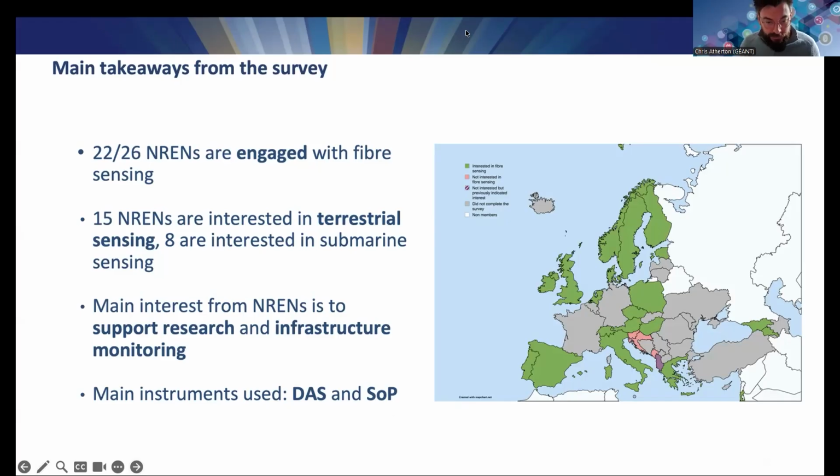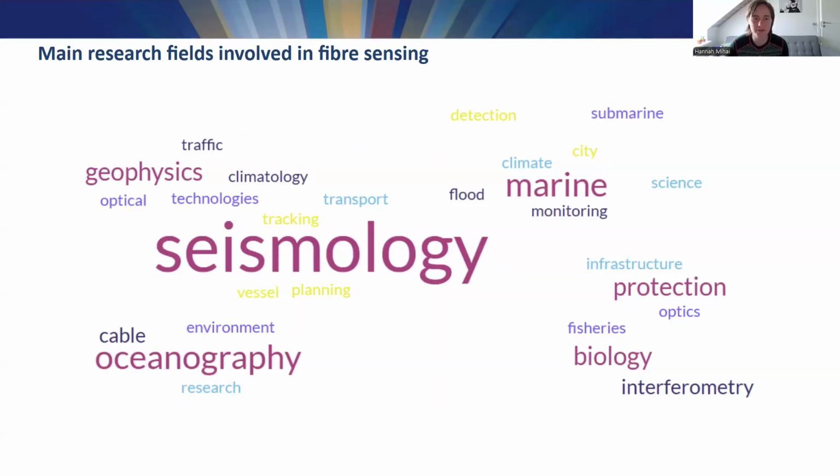But for more information about the quantitative survey, I'm going to hand over now to my colleague Hannah. So as Chris said, we sent out this survey through the GÉANT mailing list. We got great responses. We were quite happy, even though we had to push a little bit sometimes to some of the NRENs to actually get a response. But yeah, I think we can be quite happy with the amount of answers that we got.